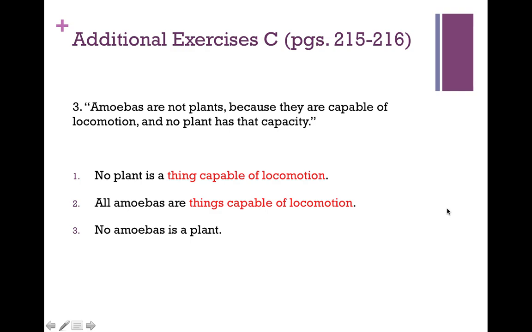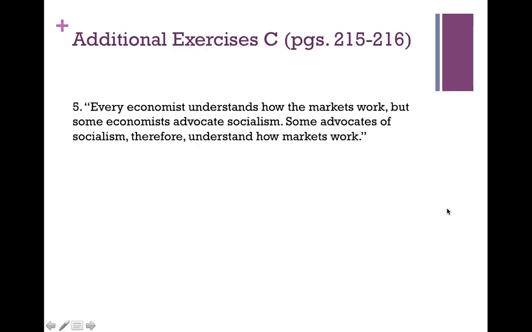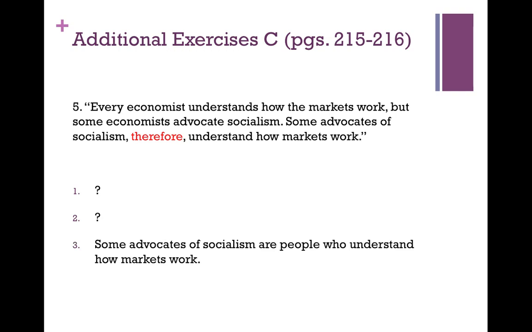All right. So number 5. Every economist understands how the markets work. But some economists advocate socialism. Some advocates of socialism therefore understand how the markets work. Now we want to first figure out what the conclusion is, and notice we have this indicator word here. So the conclusion is going to be some advocates of socialism are people who understand how the markets work.